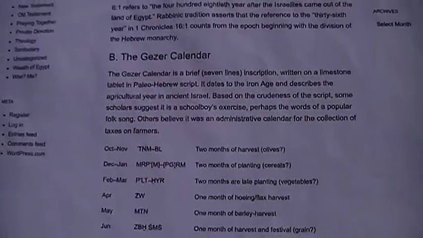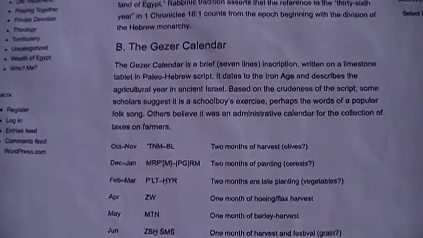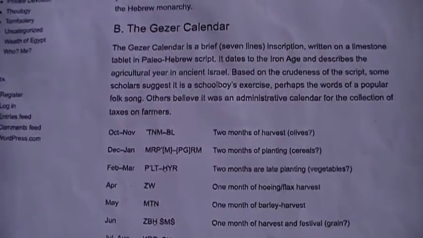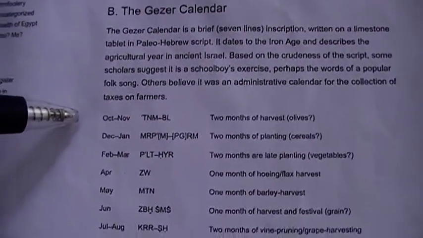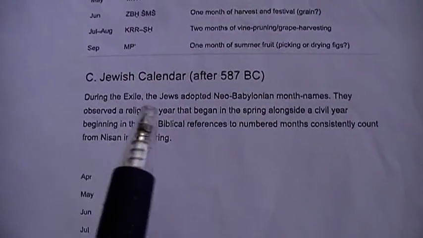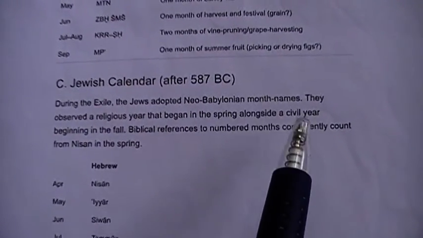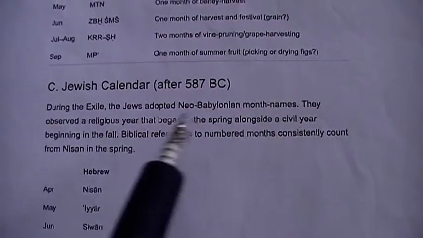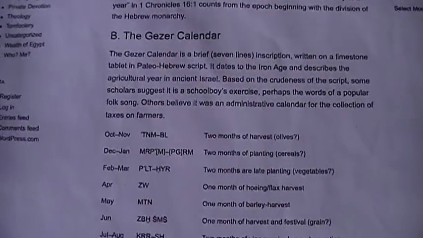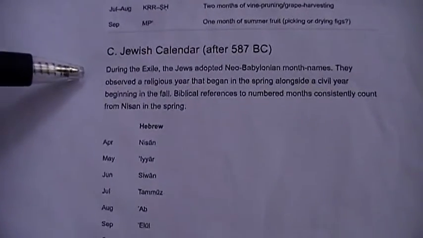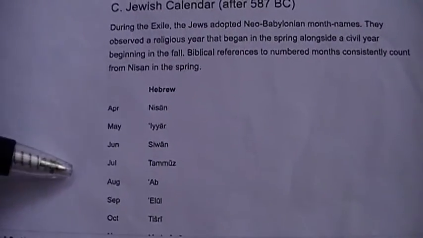so we see 4 Canaanite month names mentioned in the oldest parts of Scripture, and this is when the Canaanite calendars began. Okay. It wasn't till many years later, during the exile, the Jews adopted Neo-Babylonian month names. They observed a religious year that began in the spring, alongside a civil year beginning in the fall. So it wasn't till many years later, after the original Canaanite calendar, during the exile, the Jews adopted the Babylonian calendar. And this calendar is used to this day.